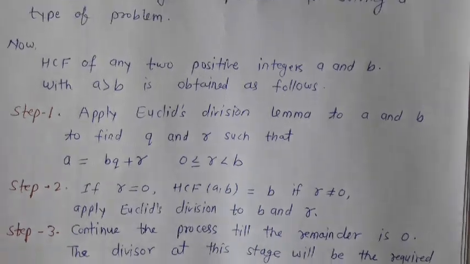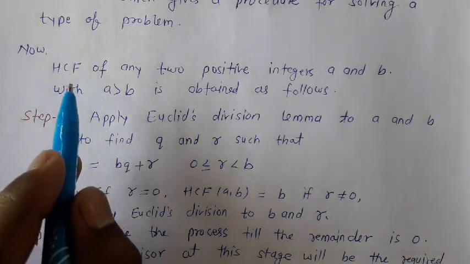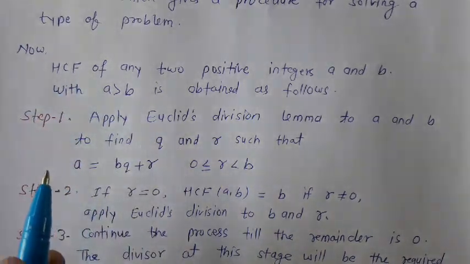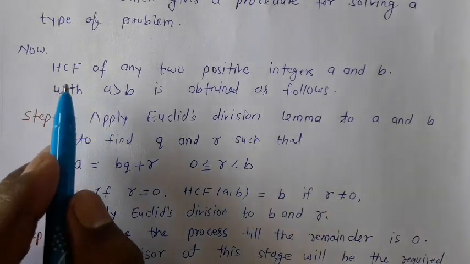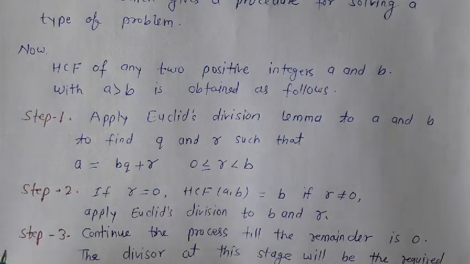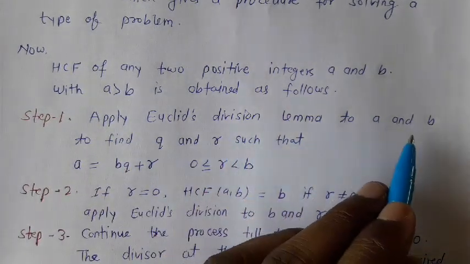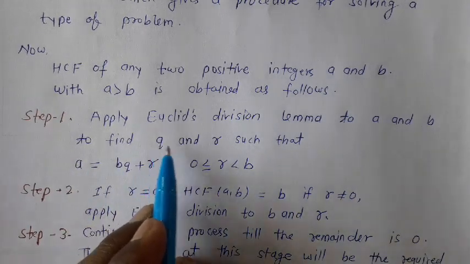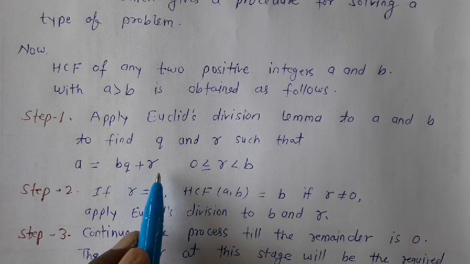Once again I repeat, when you find the HCF using Euclid division lemma, we find the HCF of the two numbers a and b, and there are three steps. In the first step, apply Euclid division lemma to a and b to find the values of q and r such that a equals bq plus r. This is the first step.